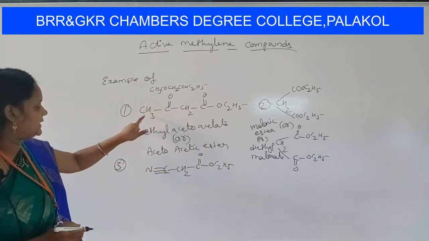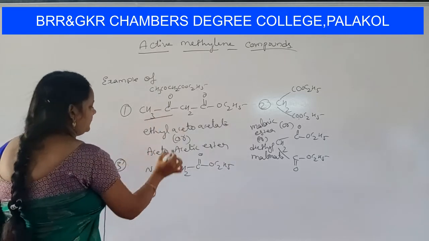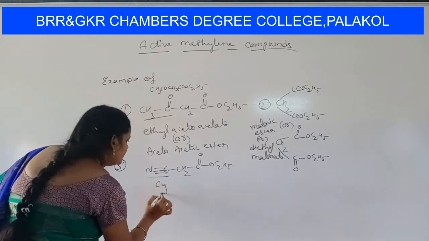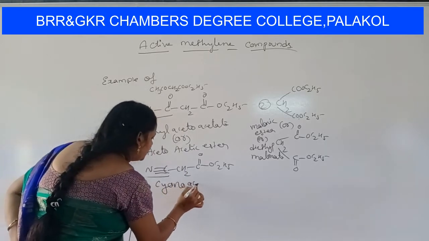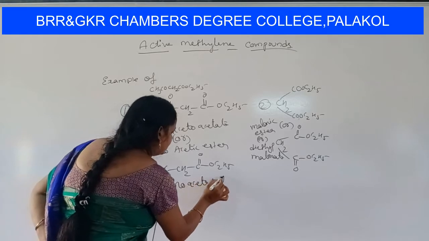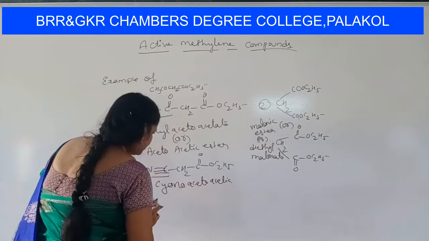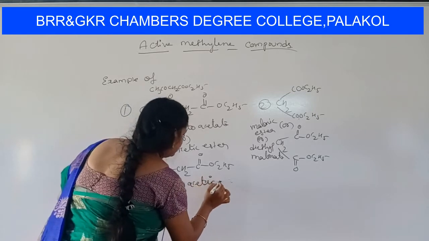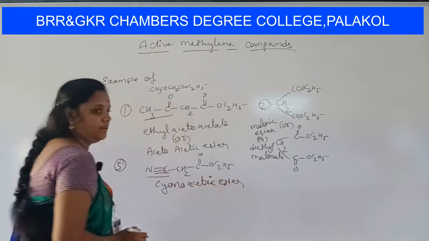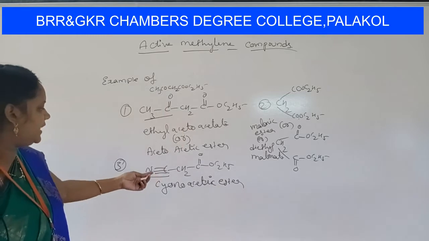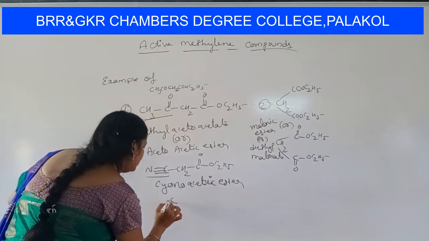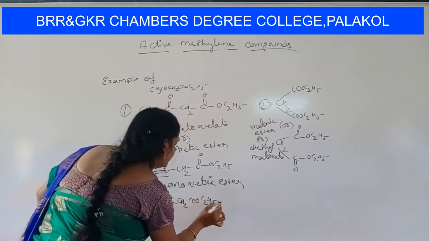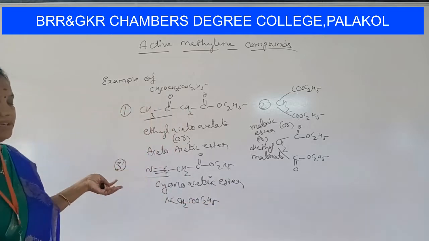We are replacing the CH3 C double bond O group by a cyano group. Hence it is called cyanoacetic ester. You can write the combined form like this: NCCH2COOC2H5. This is the third example.